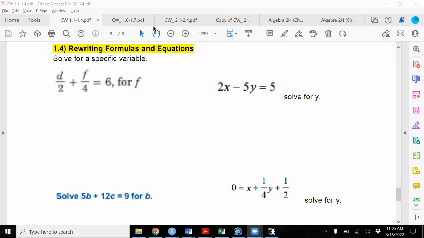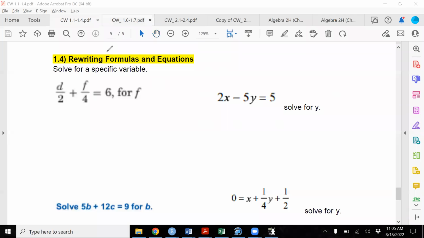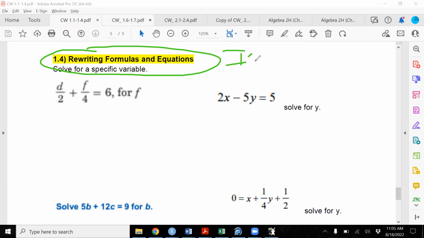Okay. Last one. Rewriting formulas and equations. So again, you're isolating a variable. You're isolating a variable. So here you want to solve for f. Here you want to solve for y. Here we want to solve for b. Here we want to solve for y.